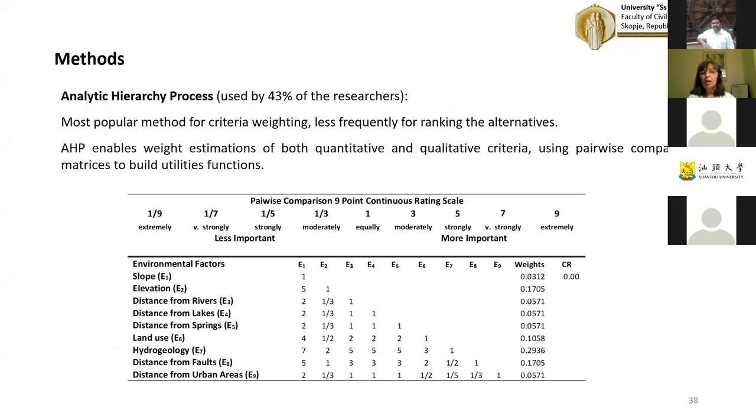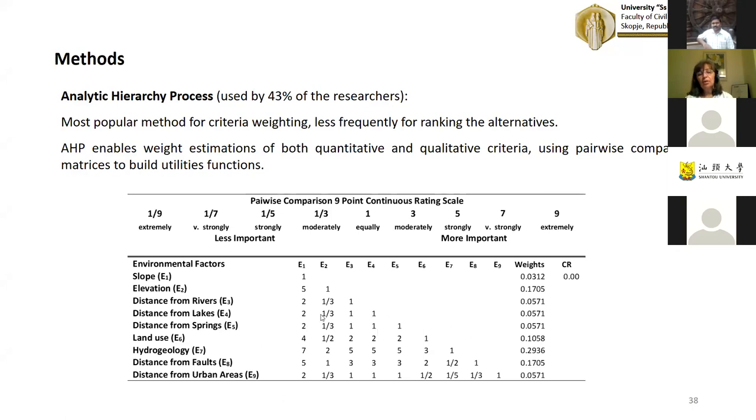Analytical hierarchy process is very frequently used, and it enables weight estimation of quantitative and qualitative criteria. It's using pairwise matrices to build utility functions. For example, using analytical hierarchy process, all the criteria are compared to establish which criterion is more important and how much more important. For example, we compare distance from springs with all the other criteria in this pairwise comparison matrix: how much more important distance from springs is than distance from lakes, distance from rivers, elevation, and slope. And that's how we put all these numbers in the pairwise matrix.